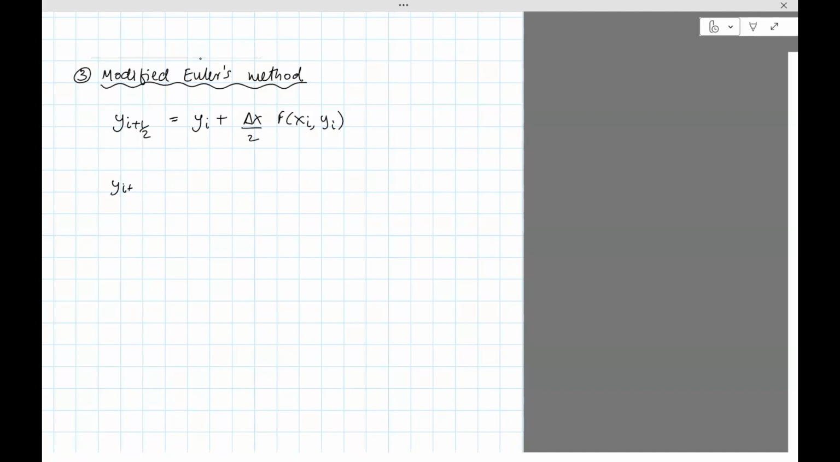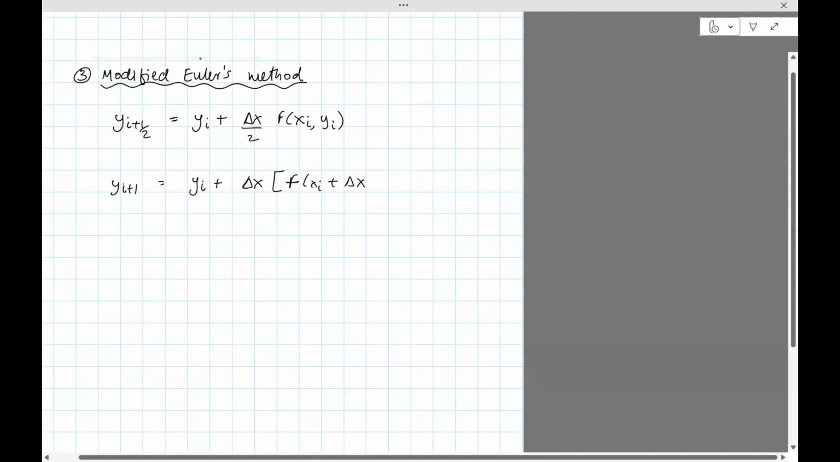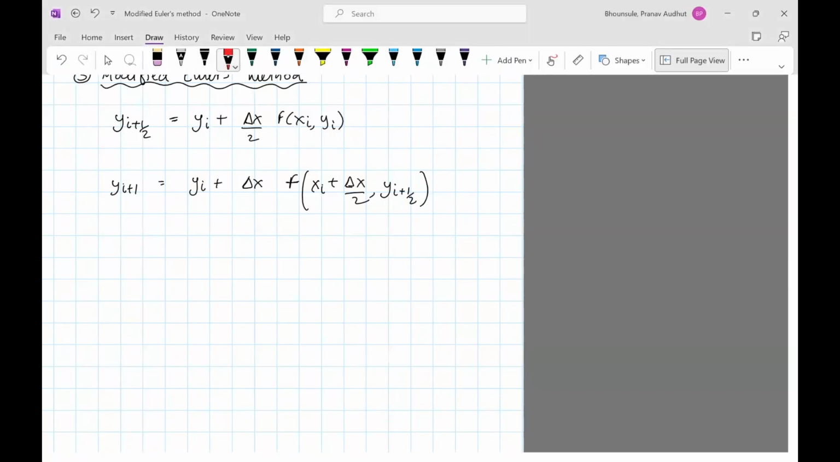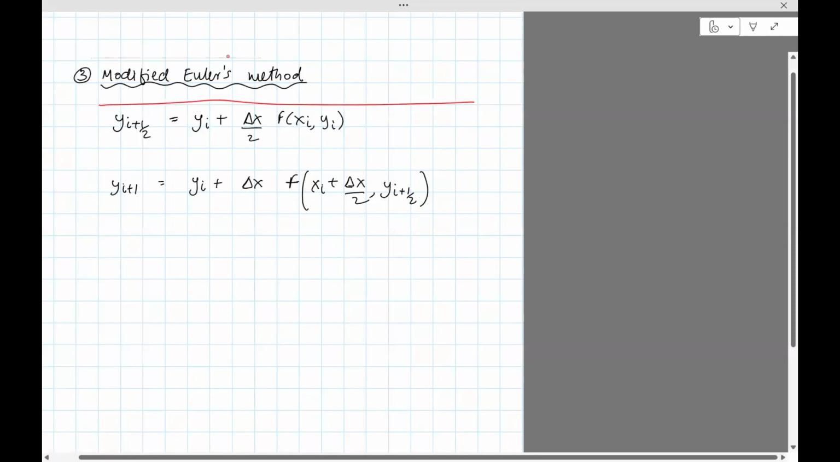And then the full step, which is i plus 1, is y_i plus delta x times f of (x_i plus delta x divided by 2, comma, y_{i+1/2}). So you want to remember both these formulas.